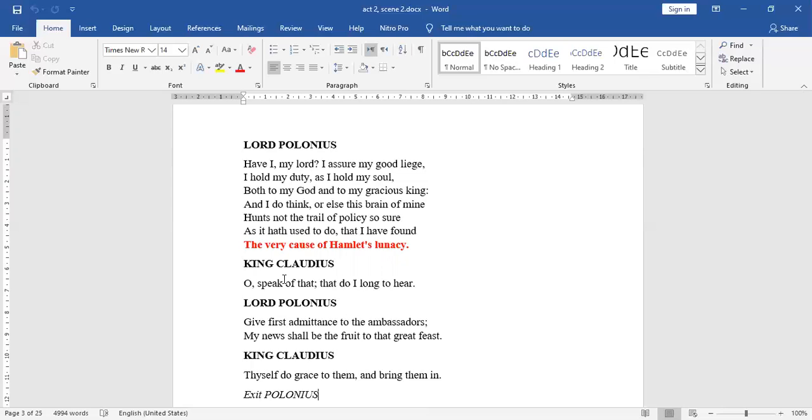Cornelius have returned from Norway. Then the ambassadors bring the news that young Fortinbras, the Prince of Norway, has accepted his uncle's request, and Fortinbras will march his troops through Denmark, but without attacking it.